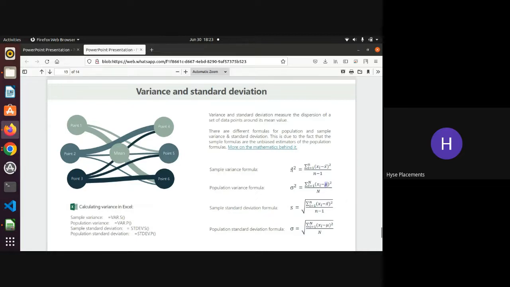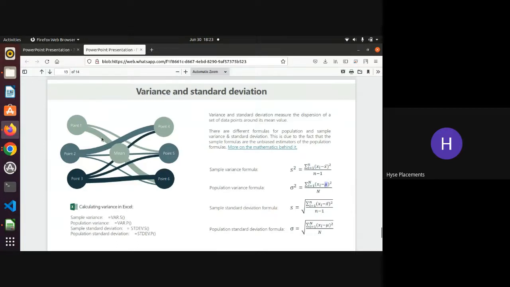And the same way, we have a square here. If you take out the square, here we will have the square root of the entire formula, right? That becomes the standard deviation. Okay. We can use variance or standard deviation to define the dispersion, I mean the spread of the data points. The center point is the mean.